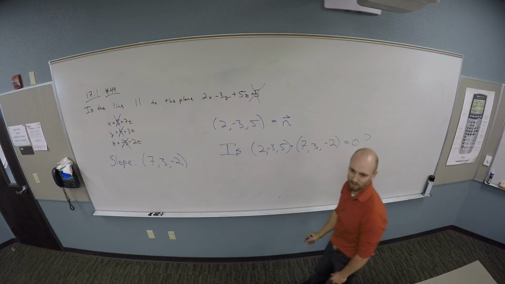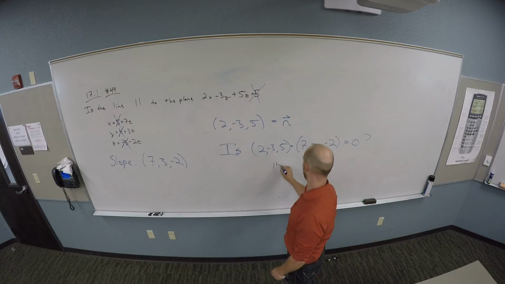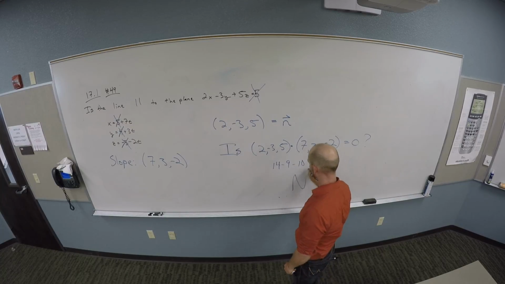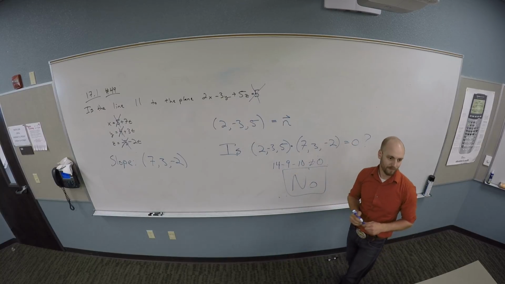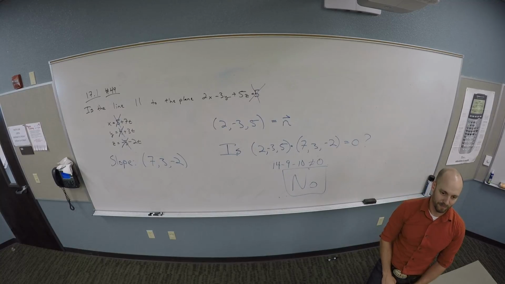What did you get? 14 minus 9 minus 10? Not 0. Perfect. Cool. Is it perpendicular to the plane? No, the dot product has to be 0.